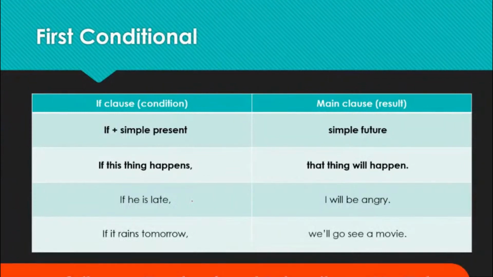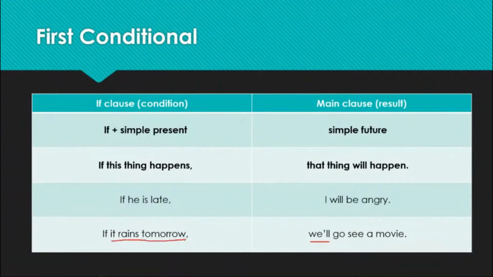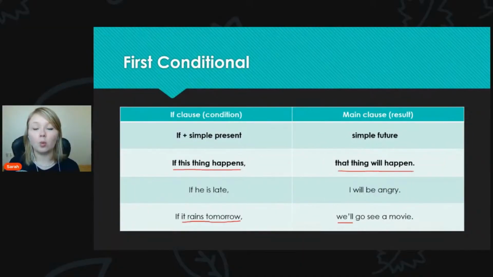If it rains tomorrow, we'll go see a movie. So here we're using the contraction of we will, right? If it rains tomorrow, right? So here's our condition. If this thing happens, if it rains tomorrow, we will go see a movie. It is likely or probable that we'll go see a movie because we can't really do anything outside on a rainy day. So remember, if this thing happens, that thing will happen.